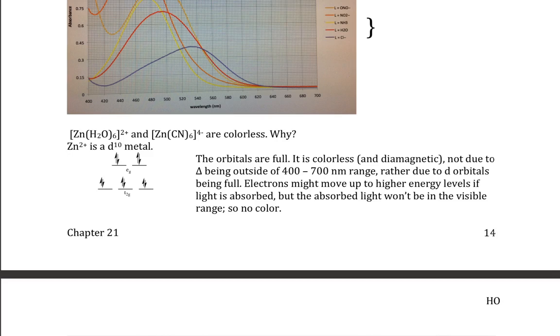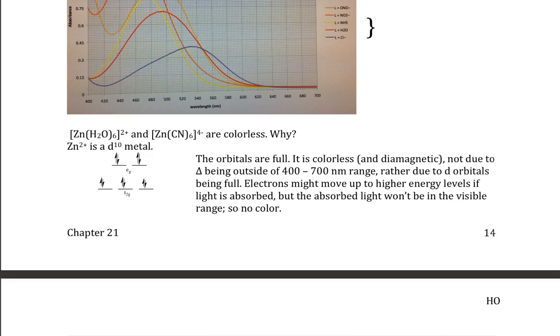So regardless of whether we have water or CN- or any other ligand on the zinc 2+, we end up with the d orbitals filled. No matter how we do it, whether we pair first or not, they're going to be filled. The orbitals are full. It is colorless and diamagnetic, not due to delta being outside of the 400 to 700 nanometer range, but rather due to the d orbitals being full.